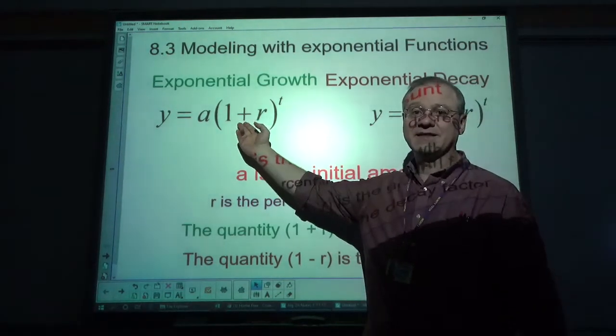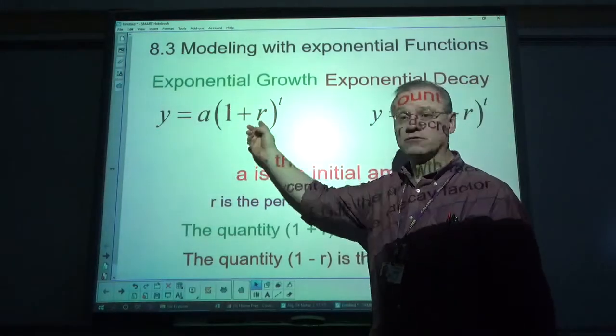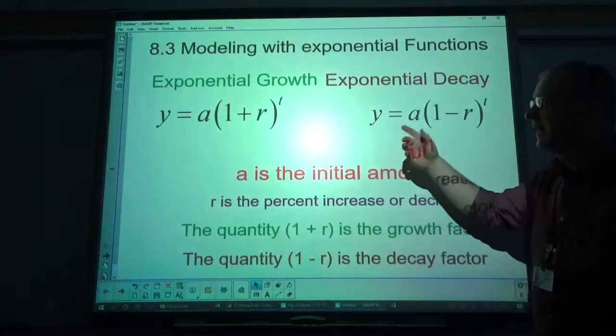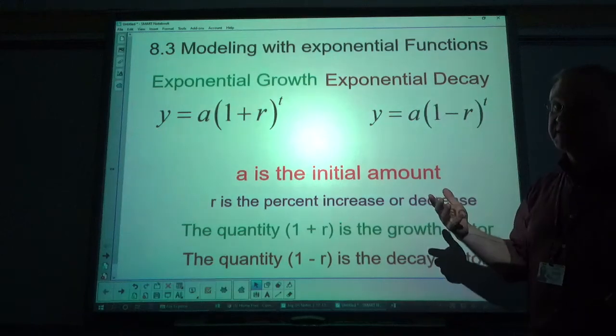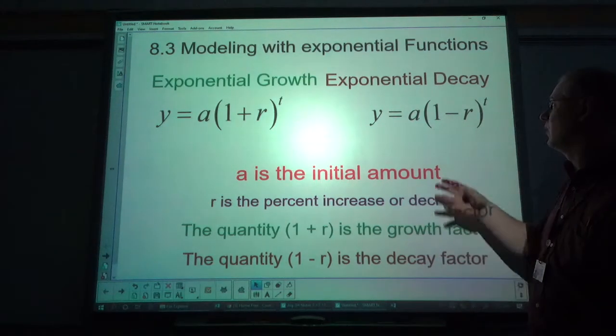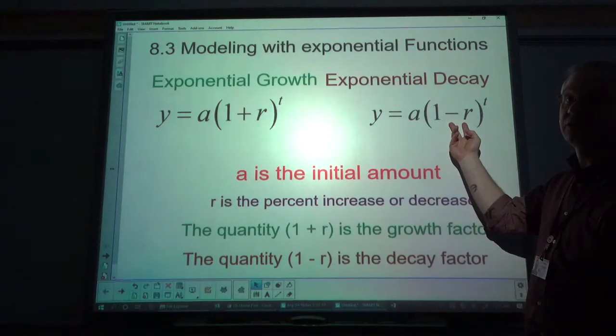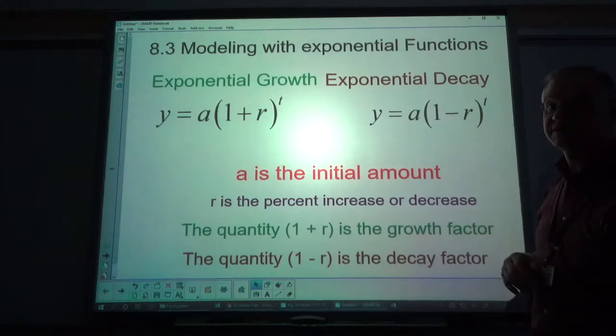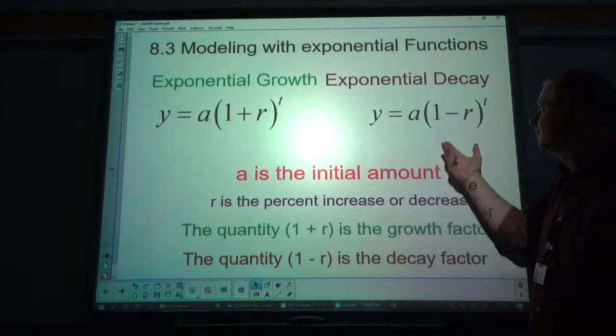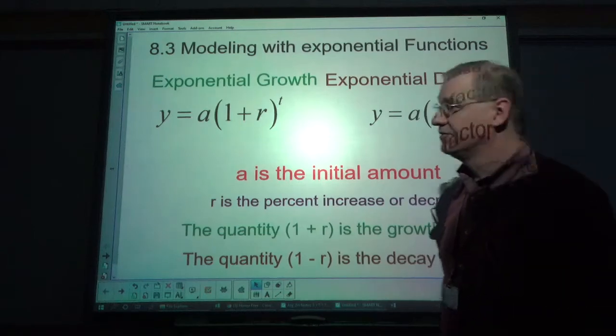Now, when you add that, that makes this value greater than 1, and that we know is a growth. Remember, b for growth had to be greater than 1, and this is between 0 and 1 if the percent is like 45%. So that would be the decay factor.